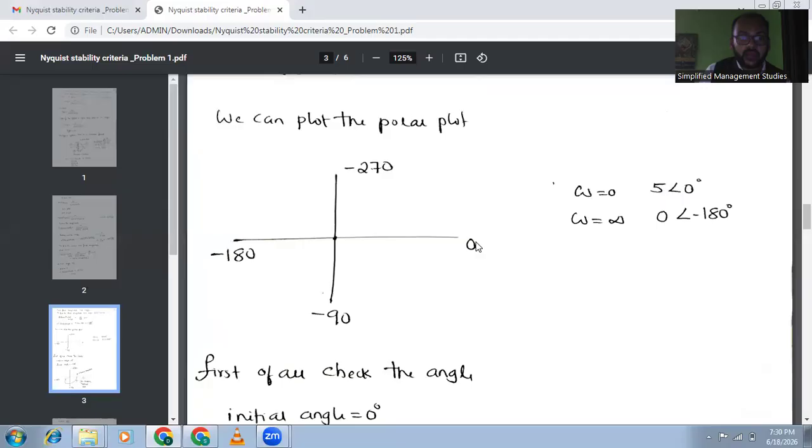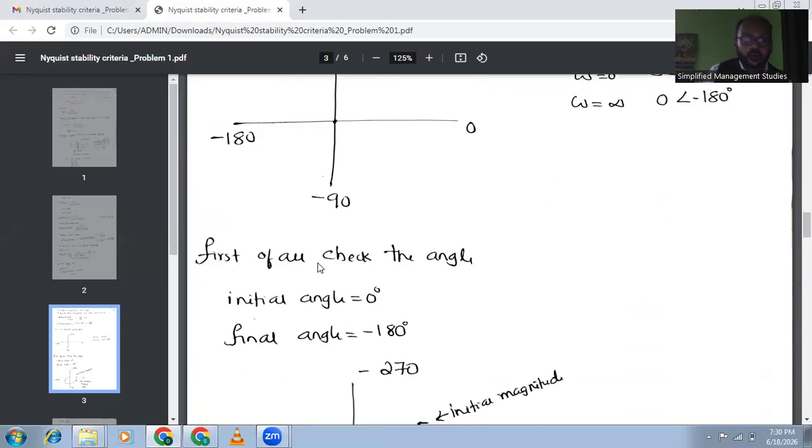First of all, mark the axis: 0, minus 90, minus 180, minus 270. Note down once again: whenever omega equals 0, we obtain 5 angle 0 degrees. Whenever omega equals infinity, we obtain 0 angle minus 180 degrees. Magnitude and phase should be marked accordingly. Omega equal to 0 stands for the initial frequency, and omega equal to infinity stands for the final frequency. Kindly note down in parallel so that you will understand.